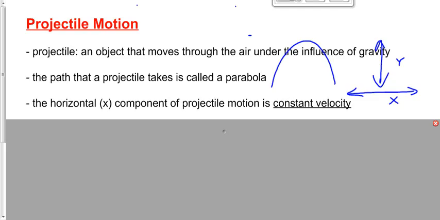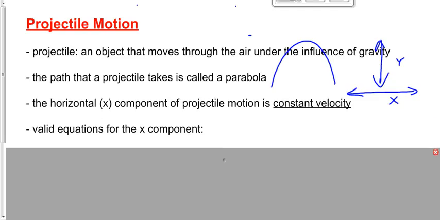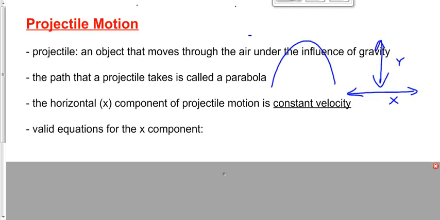As I throw the ball up into the air like this, what slows it down vertically? Gravity. What slows it down horizontally? If there's no air resistance, nothing. And if there's nothing to slow it down, then it's going to keep going at a constant velocity. Therefore, when we're analyzing the x component, we're always going to use the equation v is equal to delta d over delta t. Always. You're going to basically treat these as two separate problems, an x component and a y component. And the x component will be v equals delta d over delta t every single time, because it's always constant velocity.